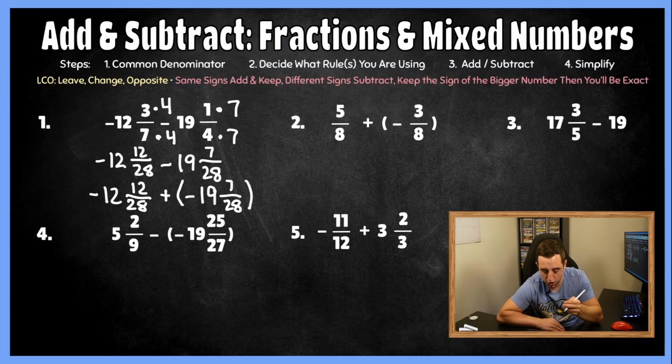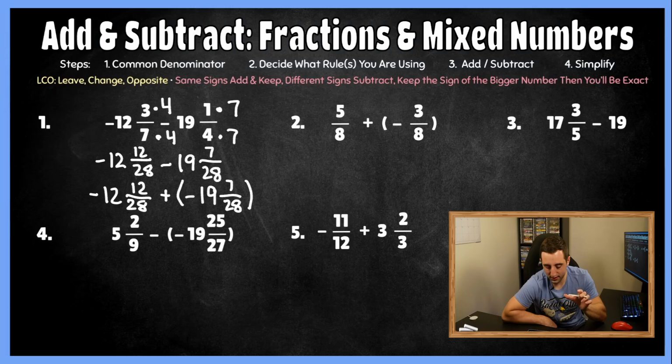And now that it's an addition problem, we want to utilize our rule in red. And it says same signs add and keep, different signs subtract. Keep the sign of the bigger number, then you'll be exact. Now it goes to the tune of Row, Row, Row Your Boat. I actually sing it in my adding integers video if you want to listen to it. But we're going to utilize this whenever we have an addition problem. And that goes for integers, decimals, and of course fractions and mixed numbers as well.